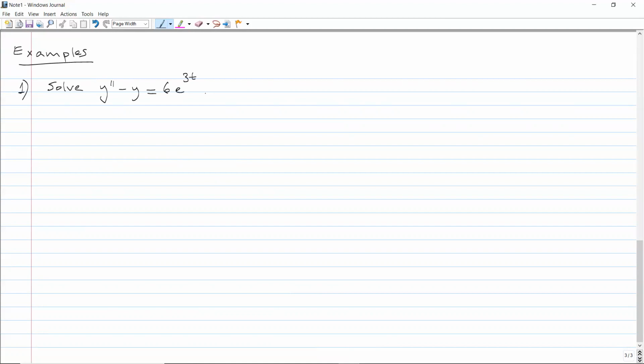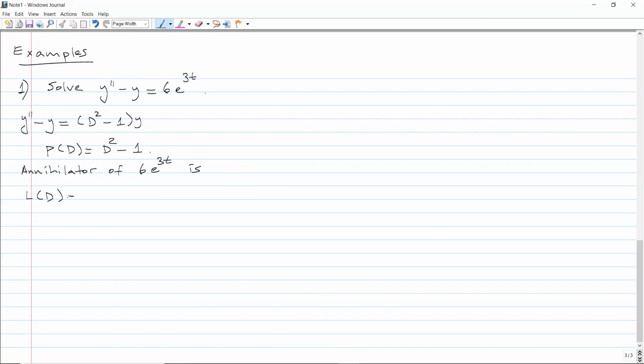Okay, so first we write our equation using a differential operator. So second derivative minus the function, that means our operator is D squared minus 1. So P(D) is D squared minus 1. Now, what is the annihilator of 6e to the 3t?